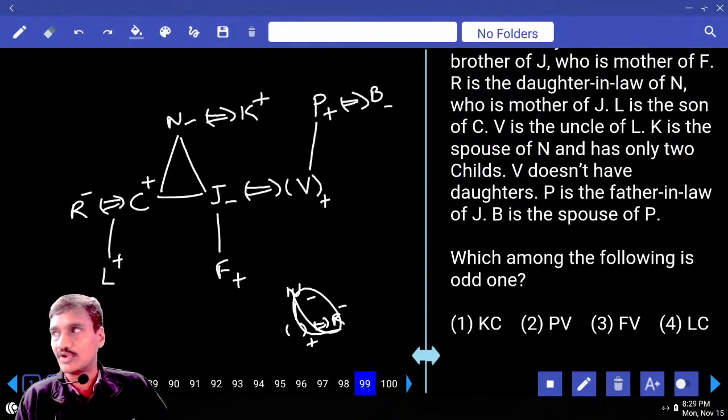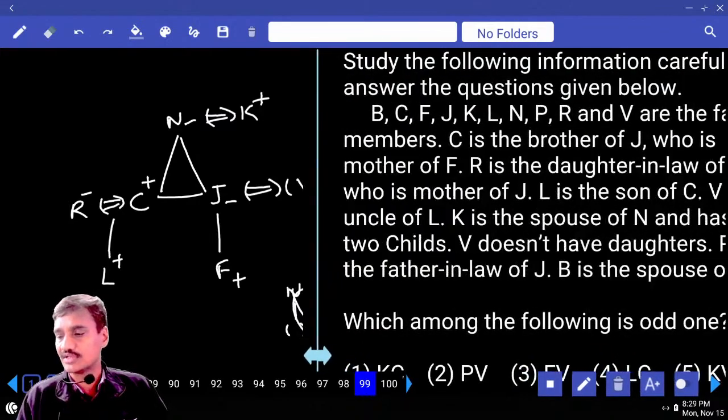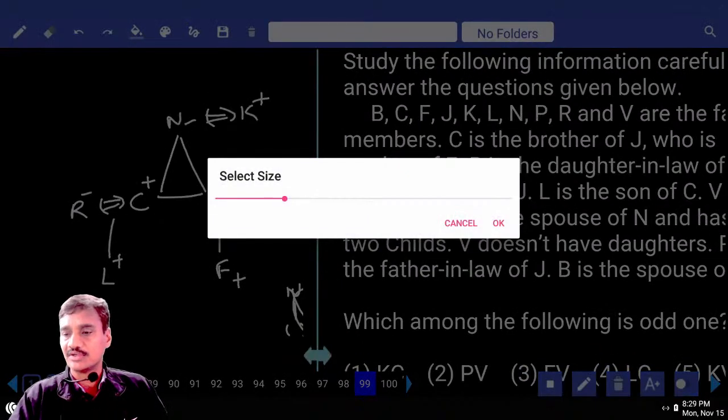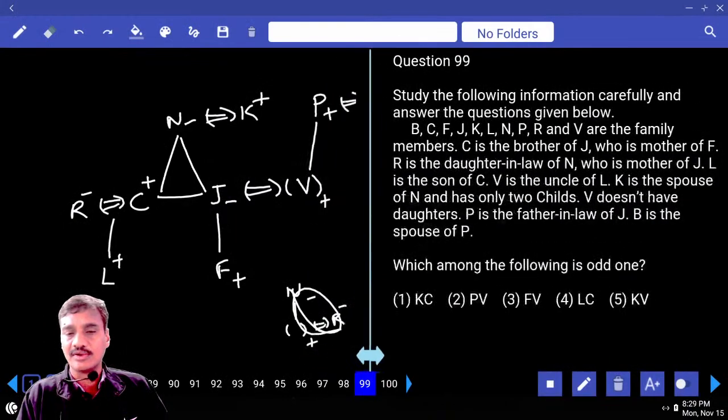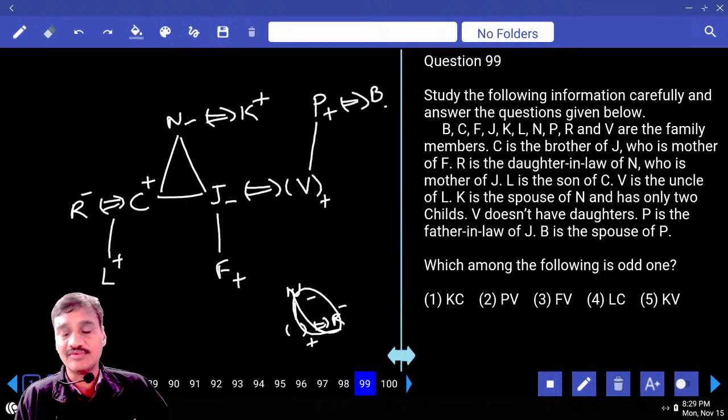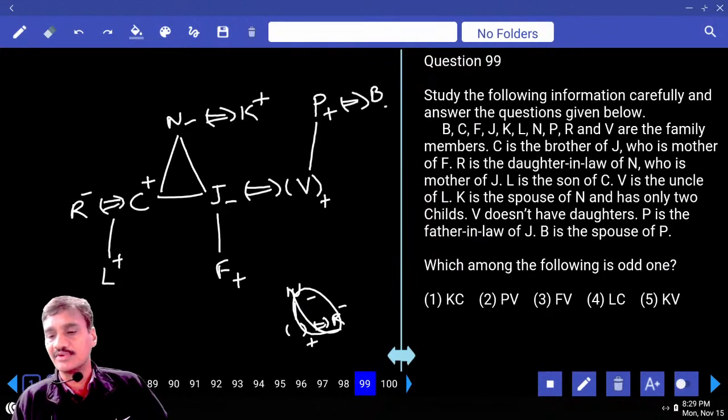99. Which among the following is the odd one? K and C, both these two persons are males. P and V are males. F and V are males. L and C are males. Then whatever choice 5 here, we have one more choice. Now tell me what is the choice? K and V. Now K and V, they are also males. So all the persons are males. Then we need to check for another relation.